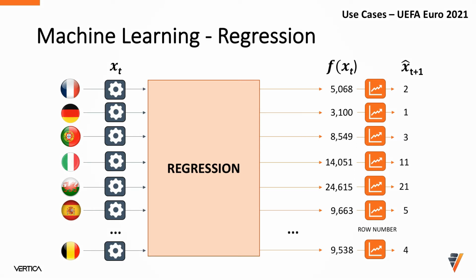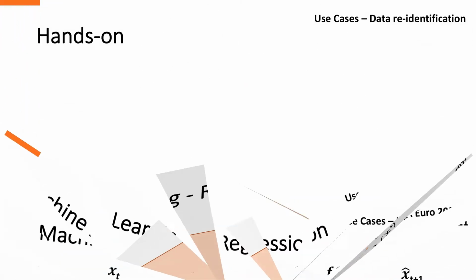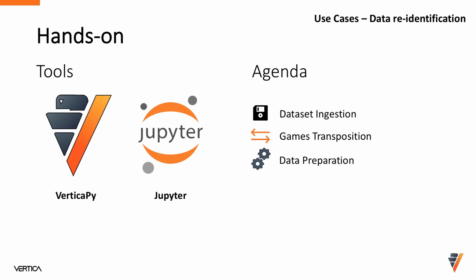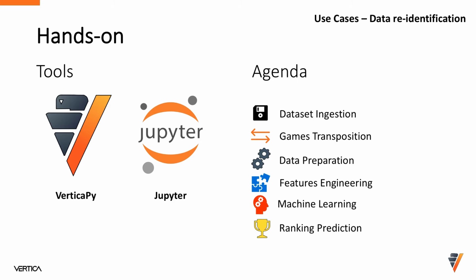Wow, we saw a lot of concepts. It is time to put them into action. It's important to do some hands-on. We will use VerticaPy and Jupyter to do football ranking predictions. We will ingest the dataset, do the games' transpositions, prepare the dataset, do some feature engineering by building teams' KPIs, train a linear regression model, and do the rankings prediction. Let's go!